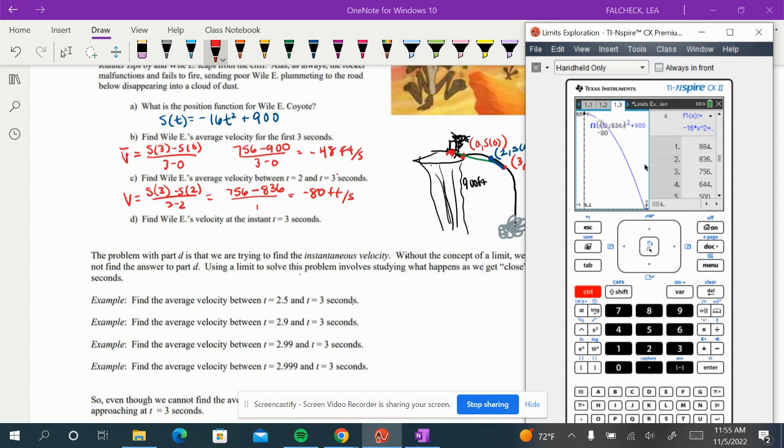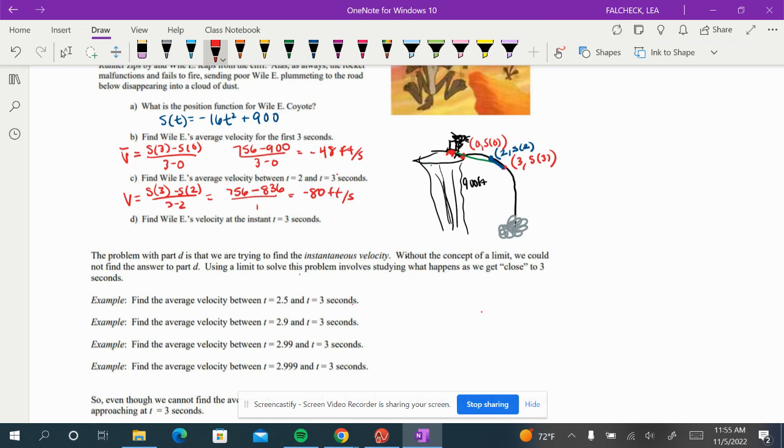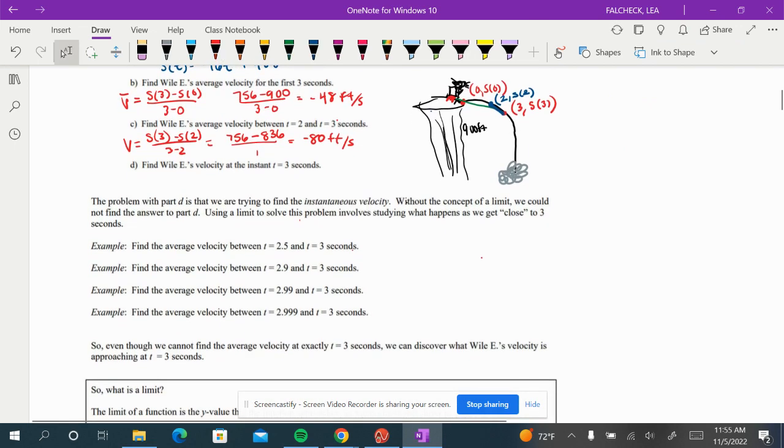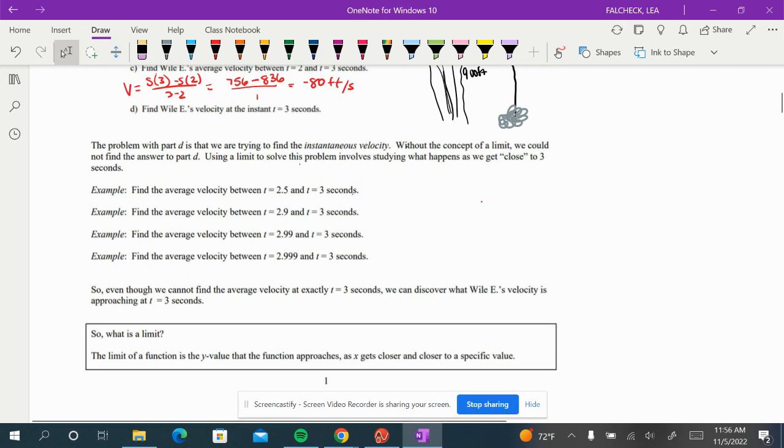So this is where we come in with limits, okay? The problem with part D is that we're trying to find the instantaneous velocity, and without the concept of a limit, we cannot find the answer to part D. Using a limit to solve this problem involves studying what happens as we get super, super close to 3 seconds, but we aren't just at 3, because then there's no change occurring, okay?